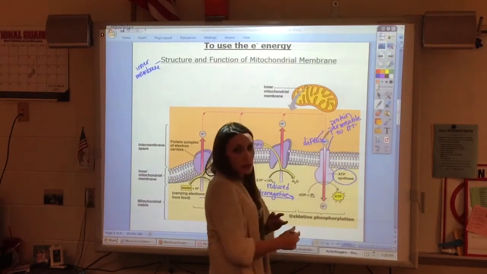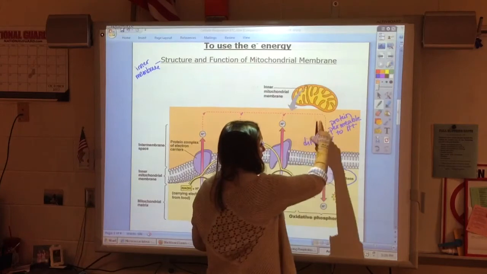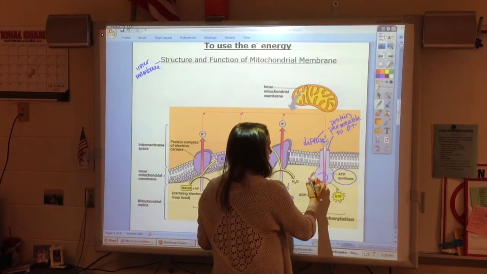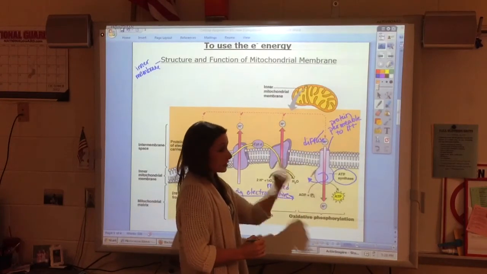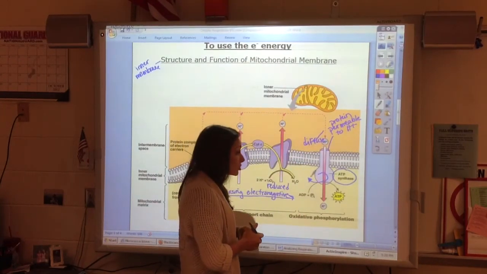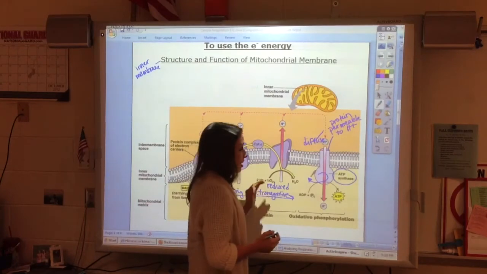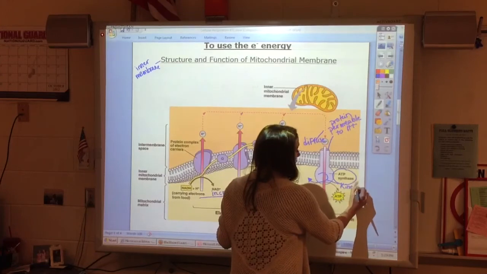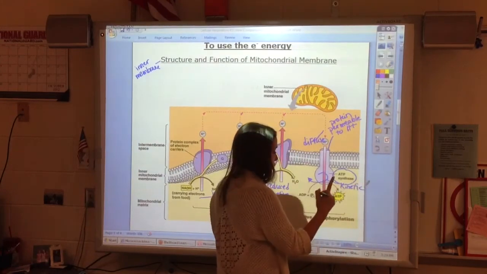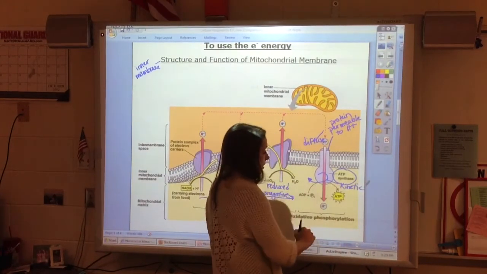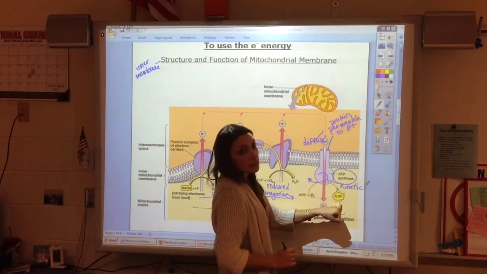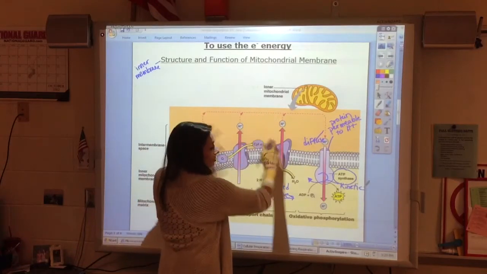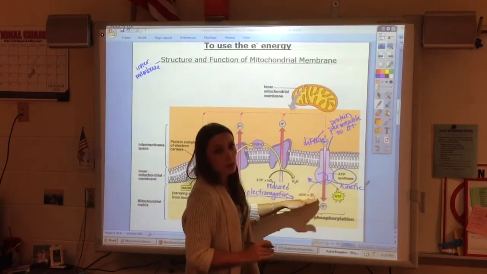They are going to diffuse through the ATP synthase. And as they diffuse, they actually cause a rotation in this protein, and the rotation results in kinetic energy. Kinetic or physical movement energy, and that physical energy is what creates ATP again. So it's strange, we go from chemical energy to physical energy to chemical energy.